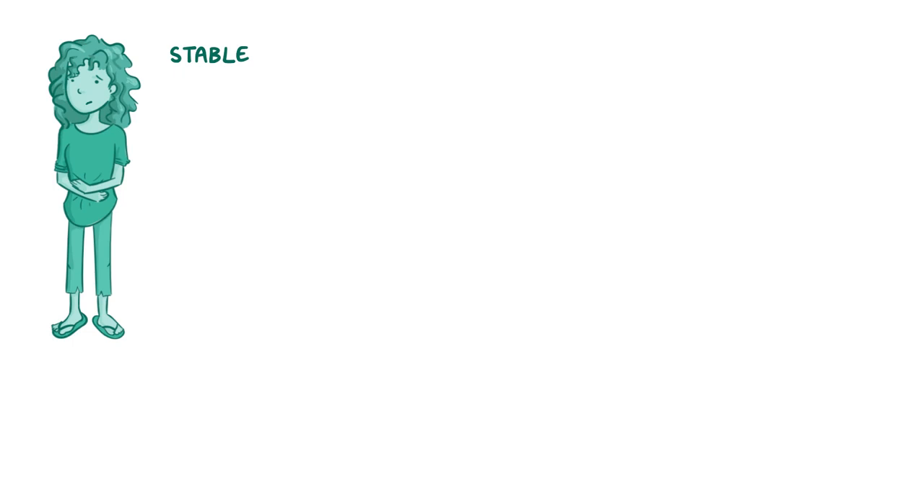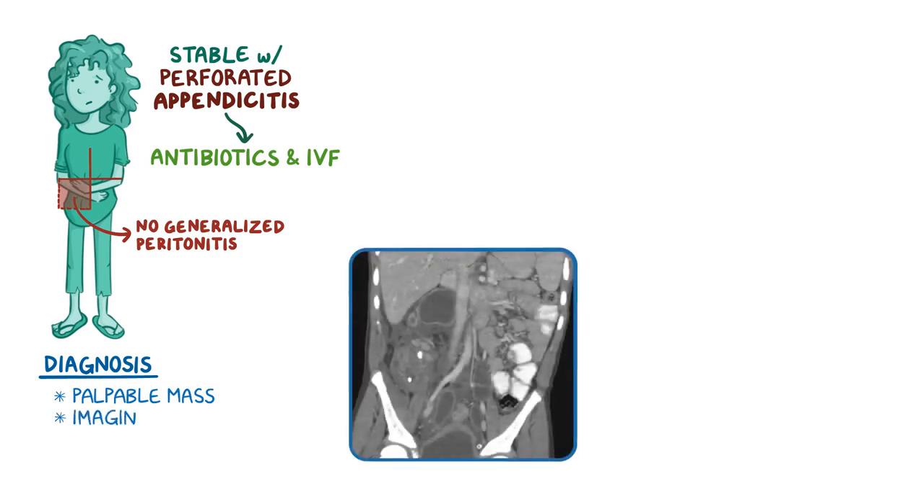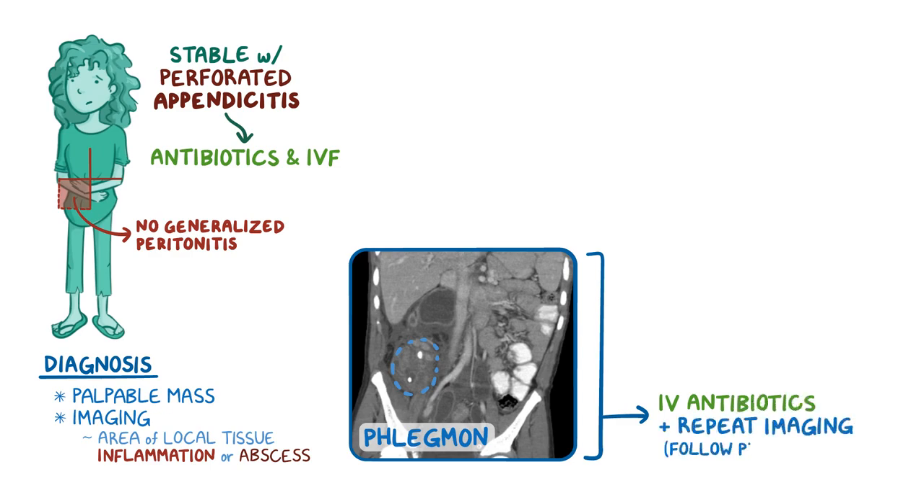Now, stable individuals with perforated appendicitis who have symptoms localized to the right lower quadrant, meaning there's no generalized peritonitis, should be treated with antibiotics and intravenous fluids, rather than immediate surgery. These individuals will often have a palpable mass on physical examination, and imaging studies might reveal a phlegmon, an area of local tissue inflammation, or an abscess. If there's a phlegmon, then individuals are kept on IV antibiotics and repeat imaging is often performed to follow the resolution or progression of the phlegmon, and to make sure that it doesn't develop into an abscess.